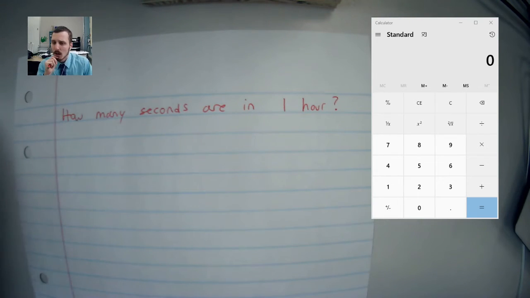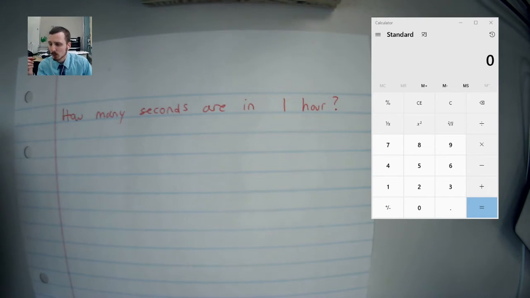And I could say, okay, so in 1 minute, there's 60 seconds. And in 1 hour, there's 60 minutes. So if I take 60 times 60, that'll give me my total number of seconds. But what I'm going to show you is how to do it with this box conversion method.